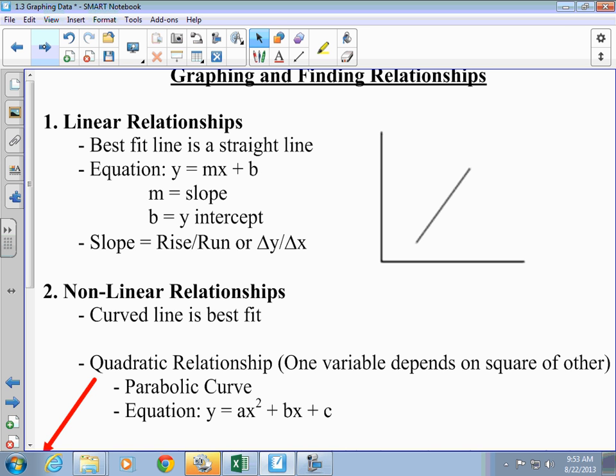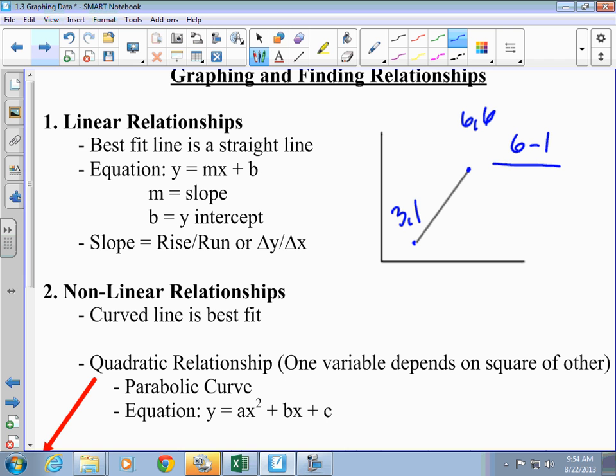Y equals mx plus b. That's a very simple graph. M is your slope, b is your y-intercept. Now, if you ever get asked to solve for the slope of something, remember, change in y over change in x. So if this point here was 6, 6 and this point here was 3, 1, my change in y would be 6 minus 1 over 6 minus 3, so the slope of this graph, imaginarily, would be 5/3. So keep that in mind. Linear relationship, y equals mx plus b.